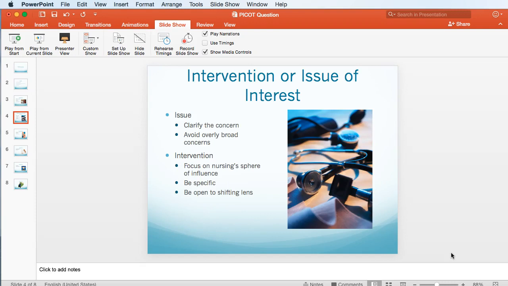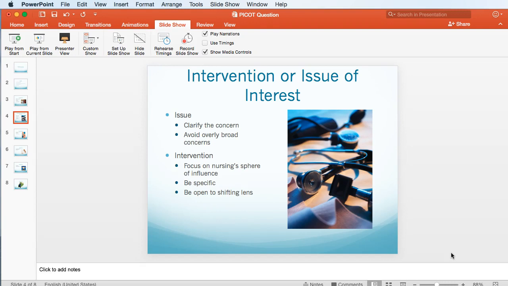When we get to the intervention or the issue of interest, here you're going to want to hone in on what is your concern. You don't want to be overly broad in your examination. And when you start thinking about interventions, such as in the study that we worked on, we were looking at a phone call from an advanced practice nurse. So you're going to focus on interventions that are within the sphere of nursing practice. You're not going to look at other providers and provide an intervention for them unless it's in partnership with nursing.